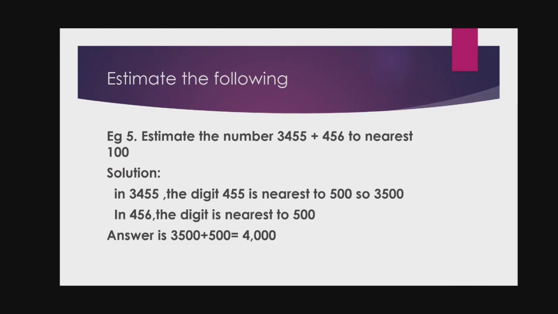Estimate the given sum 3455 plus 456 to the nearest 100. In 3455, the digits 455 is nearest to 500. So 3000 plus 500, 3500. In 456, the digit is nearest to 500. So 3500 plus 500 is equal to 4000. 4000 is the nearest value of the given sum.